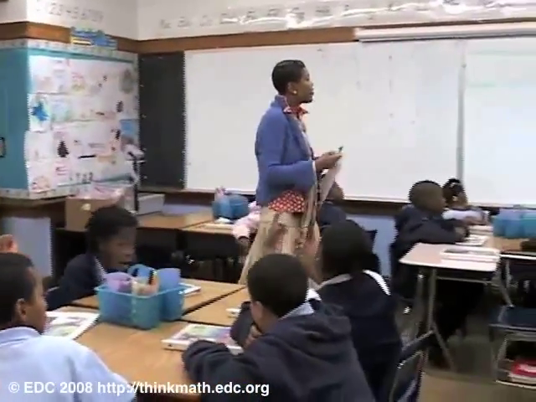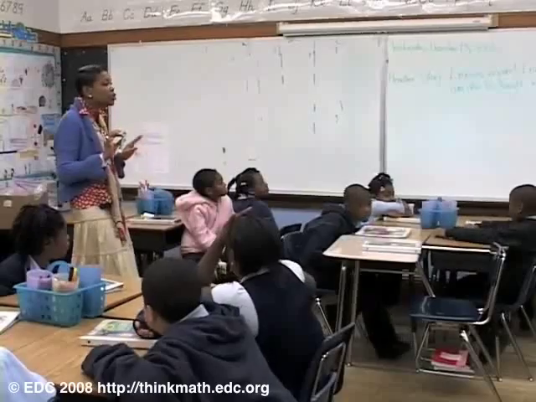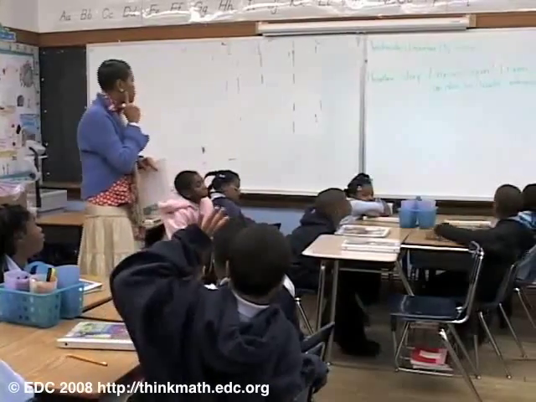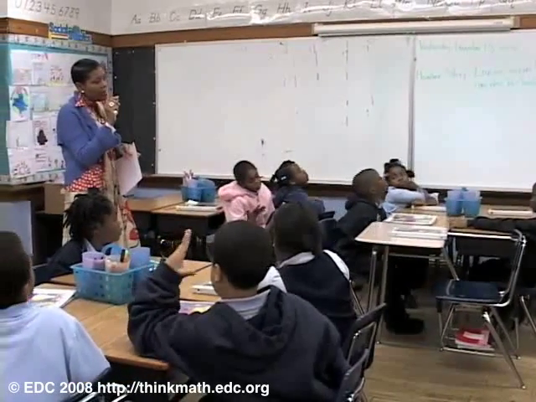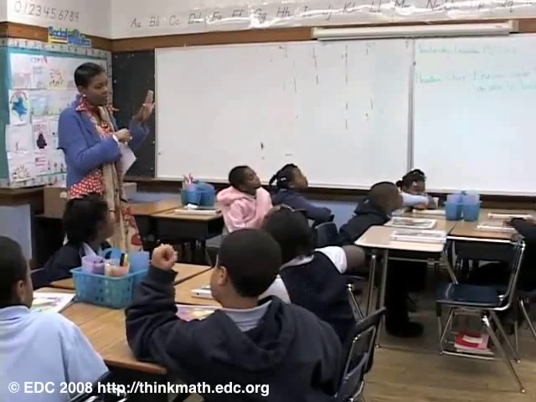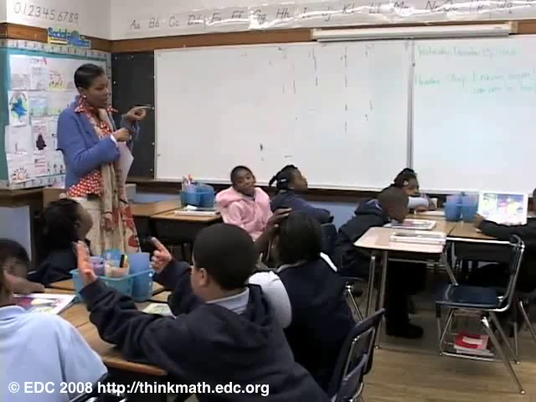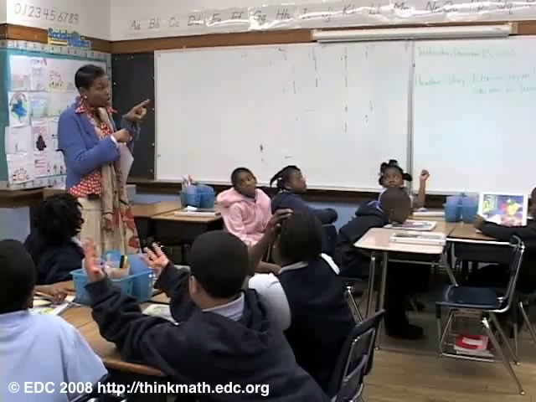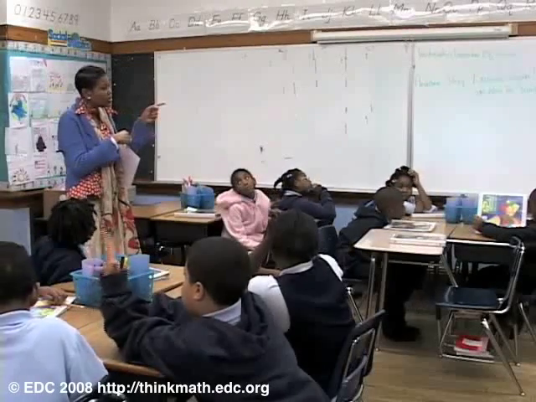Erasers come in packages of 5 for 10 cents, but they can also be bought individually for 3 cents. Think about that. Erasers come in packages of 5 for 10 cents. 5 for 10 cents. But they can also be bought individually for 3 cents. Do you know what that's saying to you?